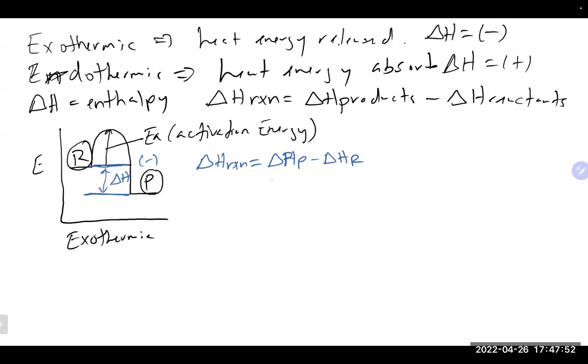Clearly our products is a lower number than our reactants, which is a higher number. So if you take a lower number minus a higher number, you're going to end up with a negative number because the second number is larger. And that again is why our delta H would be negative.